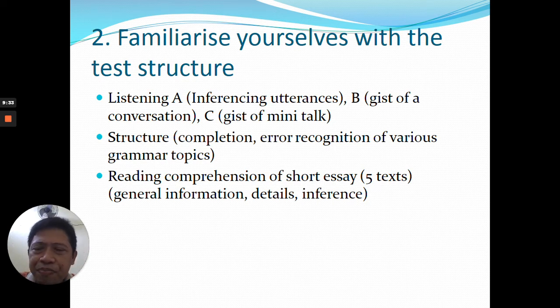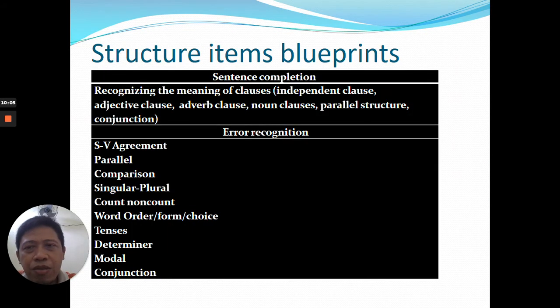And the third aspect in TEP is reading comprehension of short essays. Short essay is 5 texts. Short means containing up to 5 paragraphs. Can be 3, 4, 5 paragraphs, where you are required to find out general information, general idea, details, and inference. Now back to the blueprint structure.